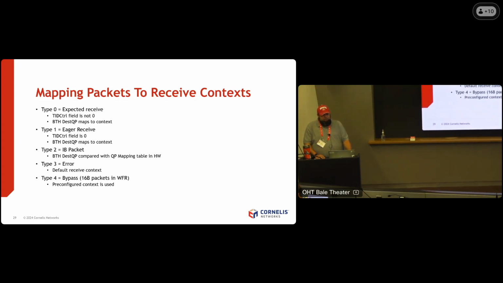So eager is where the TID control field is 0, and again it looks at the destination Q pair field in the BTH. For type 2 packets, these are your InfiniBand packets, so normal verbs traffic or IP over IB, there is again the destination Q pair field. We use that field directly, and we have a table in the hardware that maps Q pairs to their respective receive contexts.